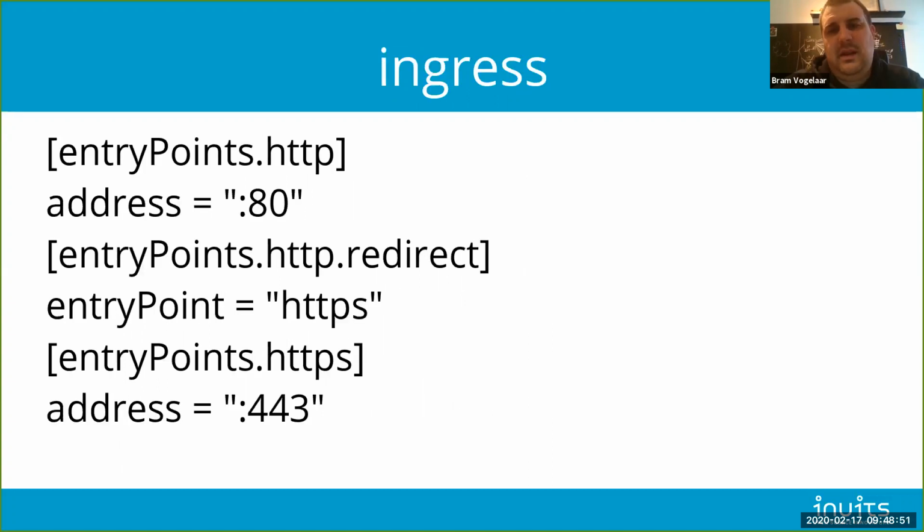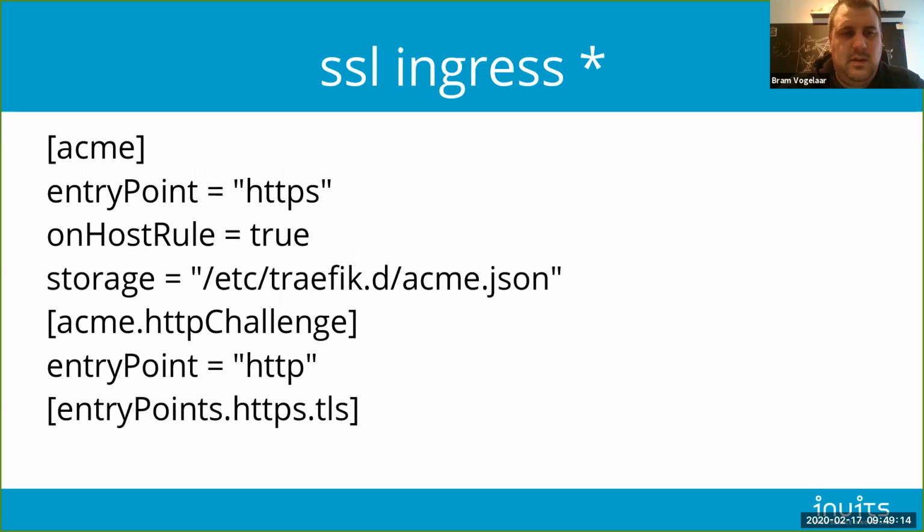How does ingress look like? You have a simple config file where you define what port you want to listen on. In this case, 2 ports. One is a simple HTTP port 80, which we then quickly redirect to port 443, which is the one with the certificate on it. How does the certificates work?